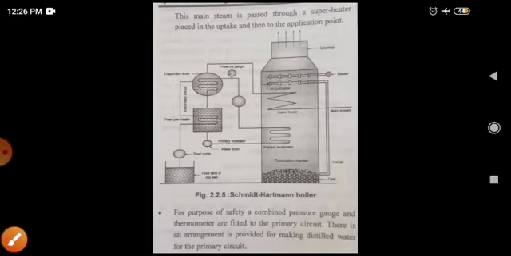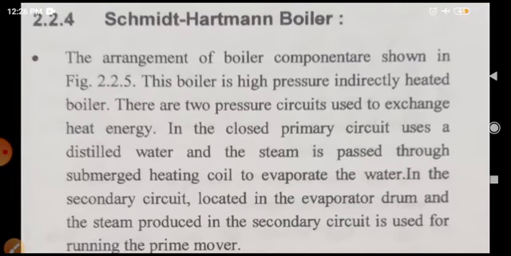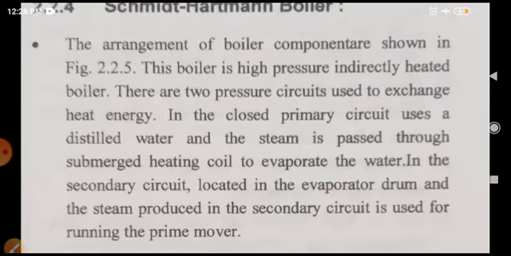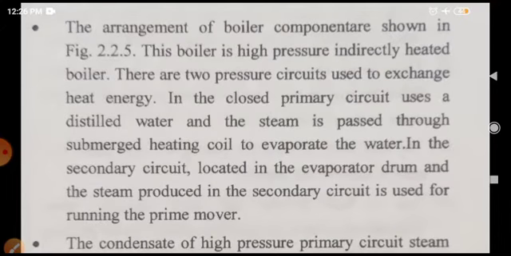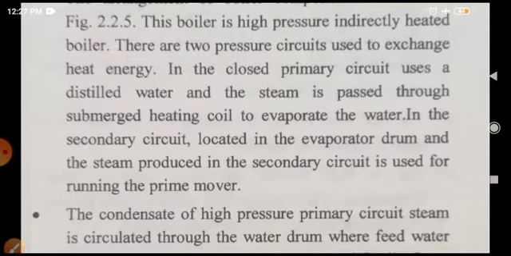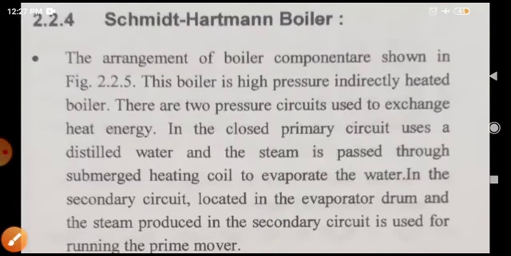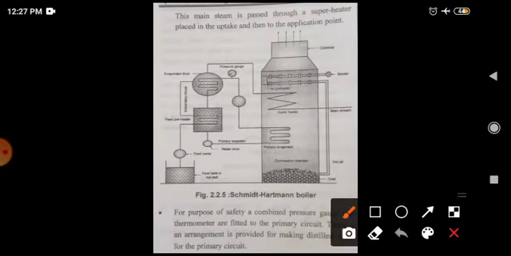We have seen this figure: the arrangement of boiler components shown in the figure. This boiler is a high pressure indirectly heated boiler. There are two pressure circuits used to exchange heat. In the closed primary circuit, distilled water is used and the steam is passed through a submerged heating coil to evaporate the water. In the first circuit, which is inside that boiler. Let me show you which one is called the first circuit.